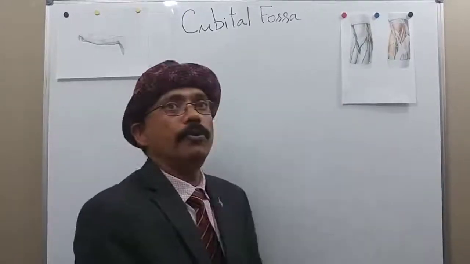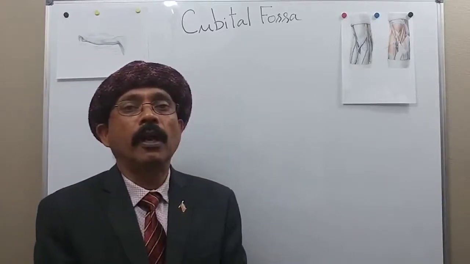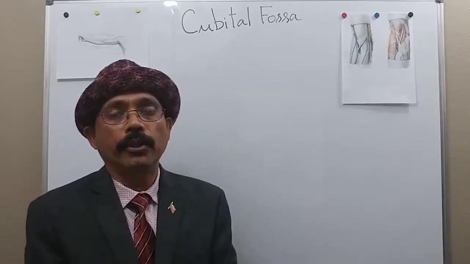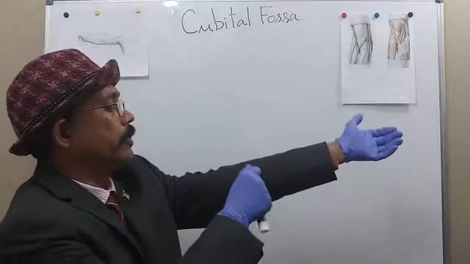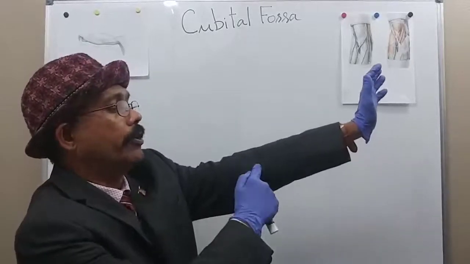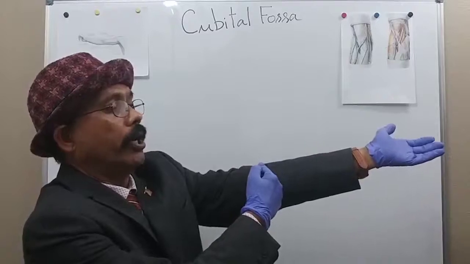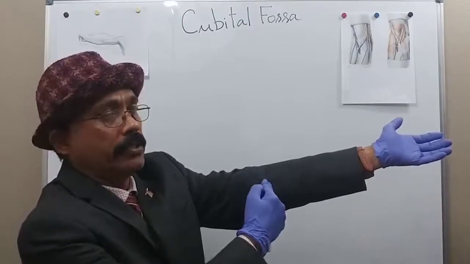So what is the cubital fossa? The cubital fossa is a triangular fossa situated on the front of the elbow. We can call this a triangular depression on the upper part of the forearm below the elbow bend.